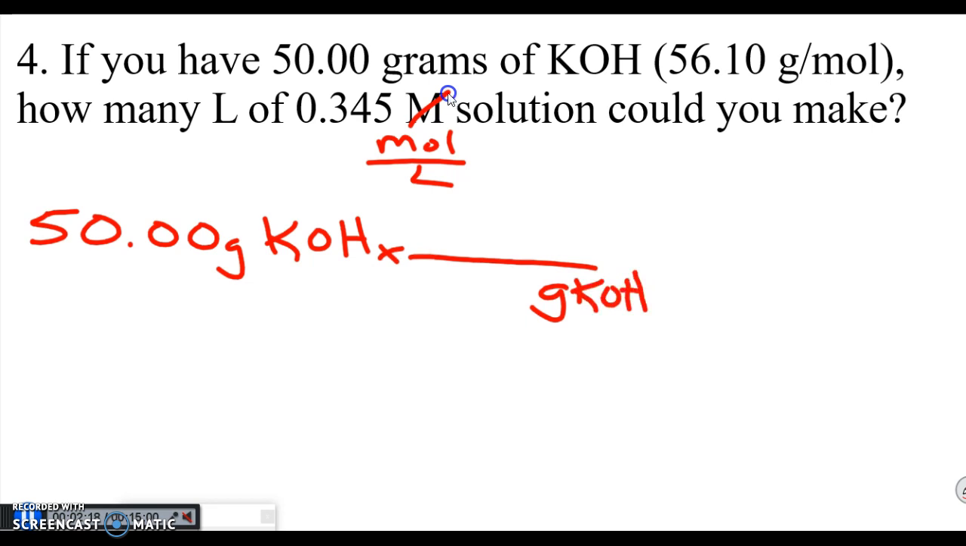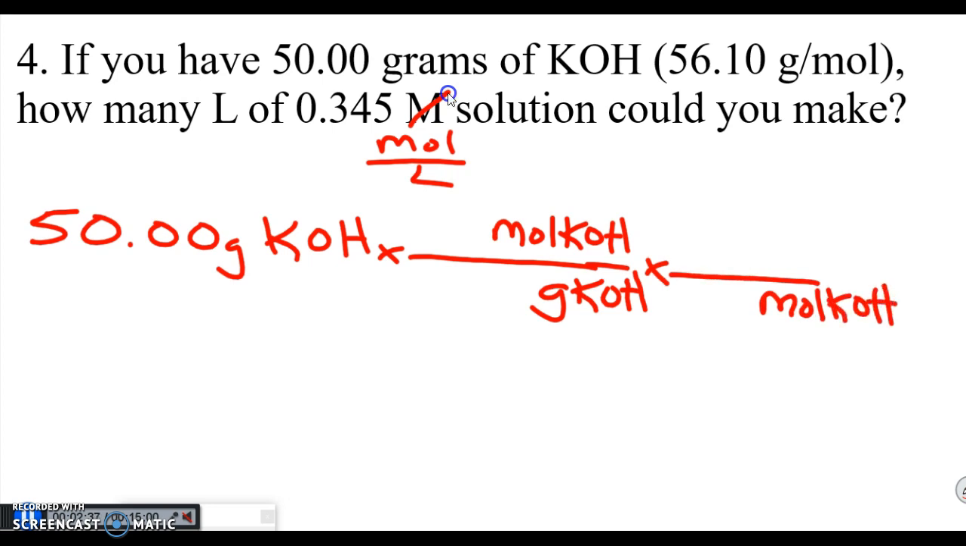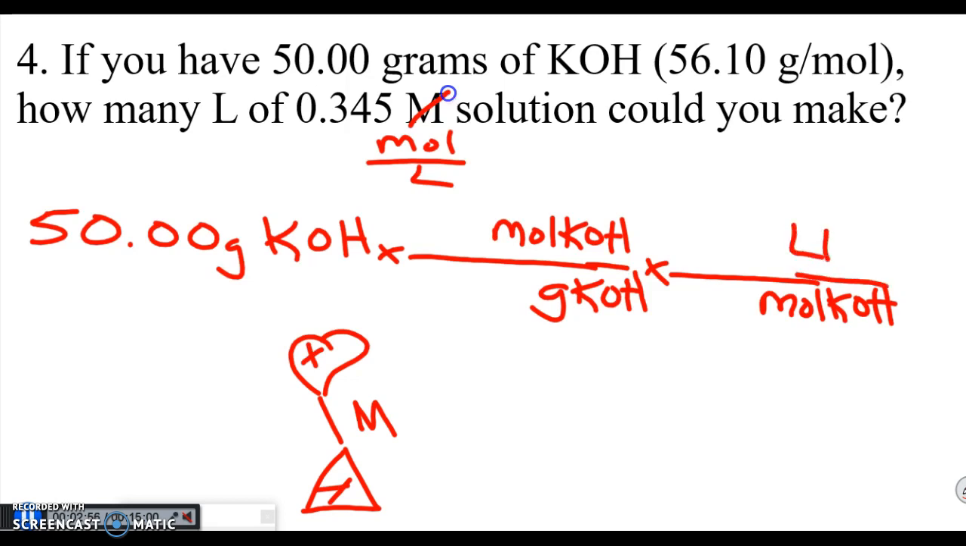You're on gram island. The only place you can go to is mole island, so it's going to be moles of KOH. I do not want my answer in moles of KOH. I want it in liters of KOH. So I put a multiplication sign, moles of KOH on the bottom. Now, this is something that is new. We talked about it yesterday. We have mole island, and then we can go down to liter island. And to do that, we use molarity. So we can go from moles of KOH to liters of KOH.